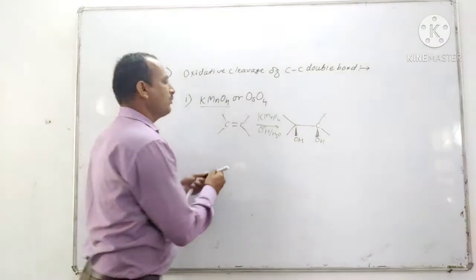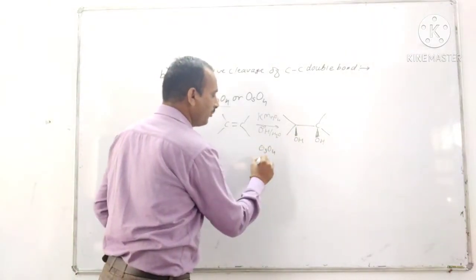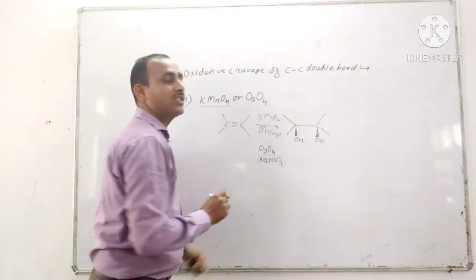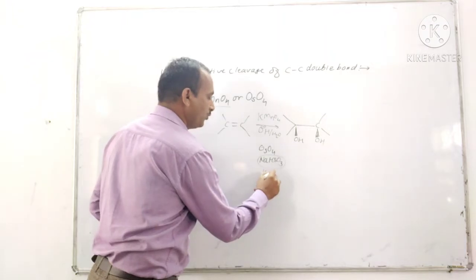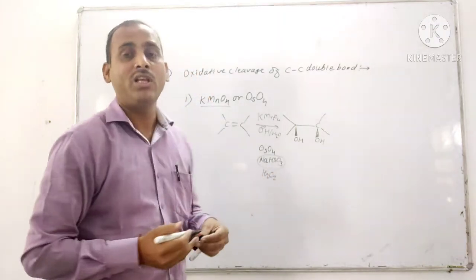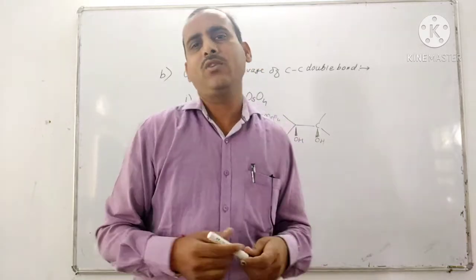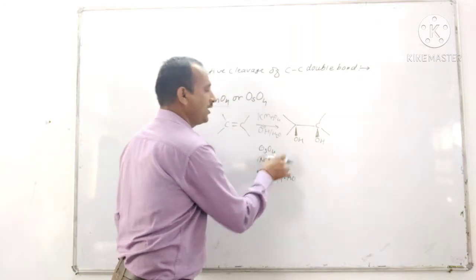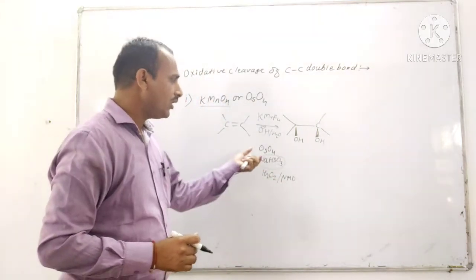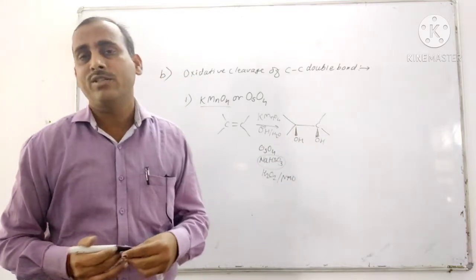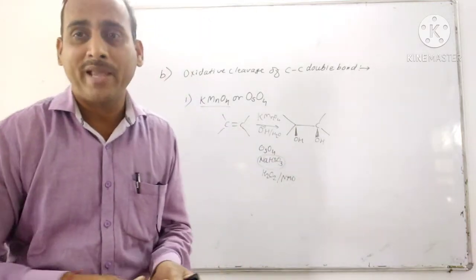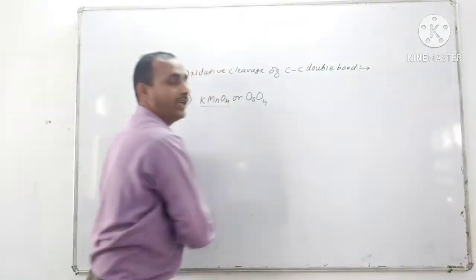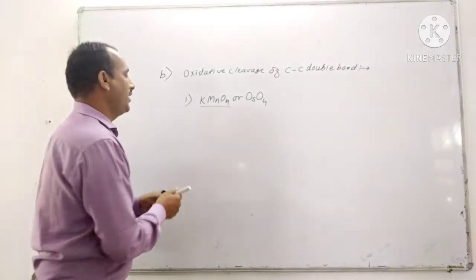As well as we can use osmium tetroxide in presence of sodium hydrogen sulfite, or instead of sodium hydrogen sulfite we can use H2O2, with NMO, N-methylmorpholine N-oxide. We also use, instead of this NaHSO3, H2O2 with NMO, by using osmium tetroxide, and this reagent also gives syn-dihydroxylation. So let's see the mechanism for these reactions by using the KMnO4. So let's take an example and we see the mechanism of that example.